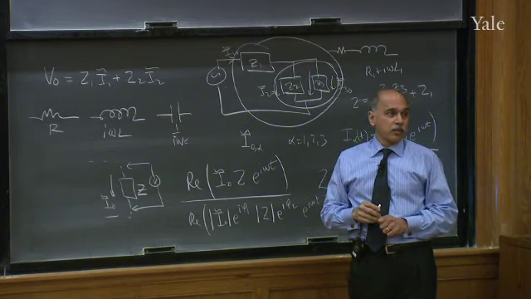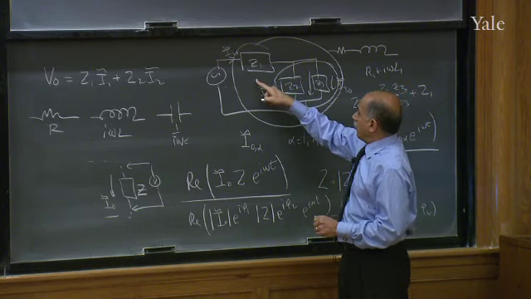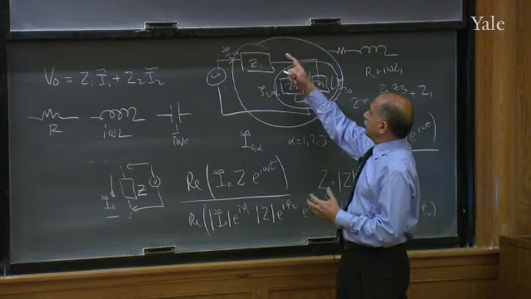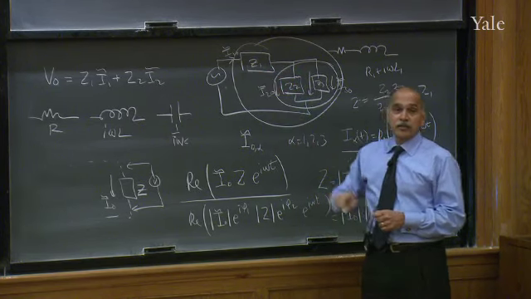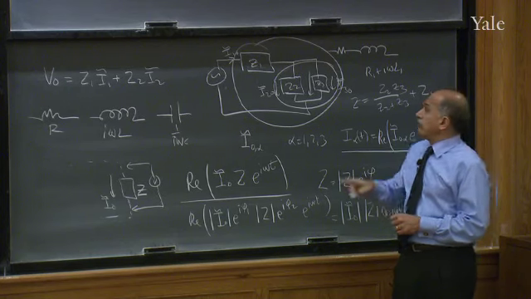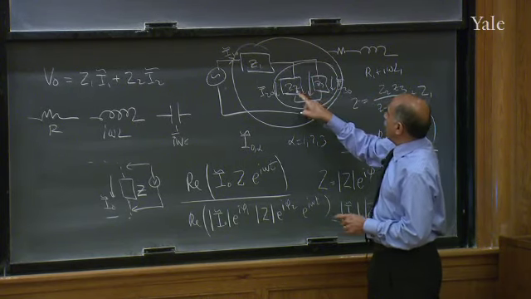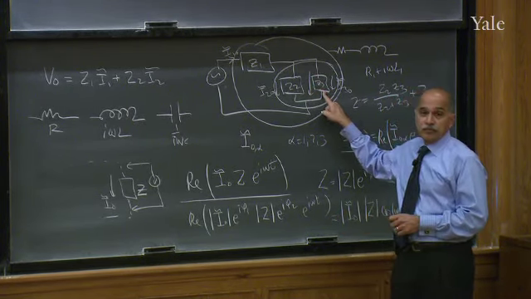Take that current, multiply by Z1 times e to the i omega t, take the real part, that's the instantaneous voltage on this element. Here's one more thing. When that current comes here, how is it going to branch between these two?